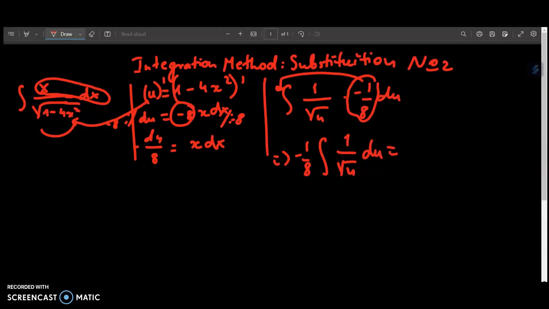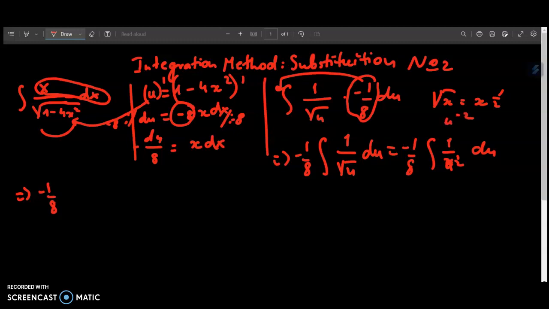Okay, so what is this part equal to? First of all, it's just an exponent integration, right? We can write the root of u as u to the power of 1 over 2. So it's going to be minus 1 over 8 times the integral of 1 over u to the 1 over 2 du. This is going to be equal to minus 1 over 8, and we can write it as u to the minus 1 over 2, right? So it's going to be the integral of u to the minus 1 over 2 du.